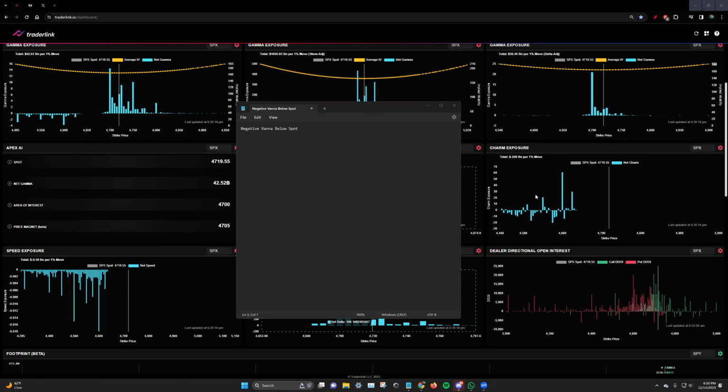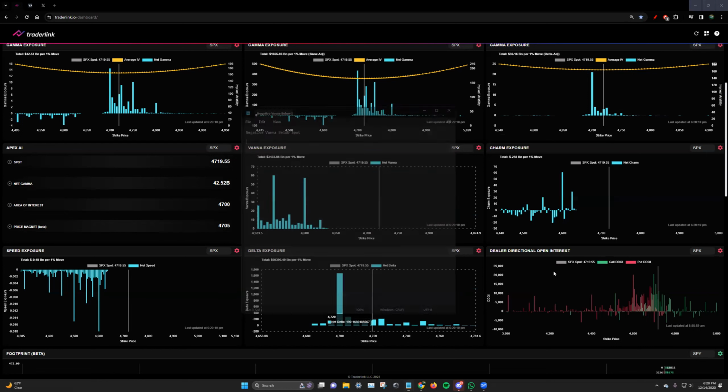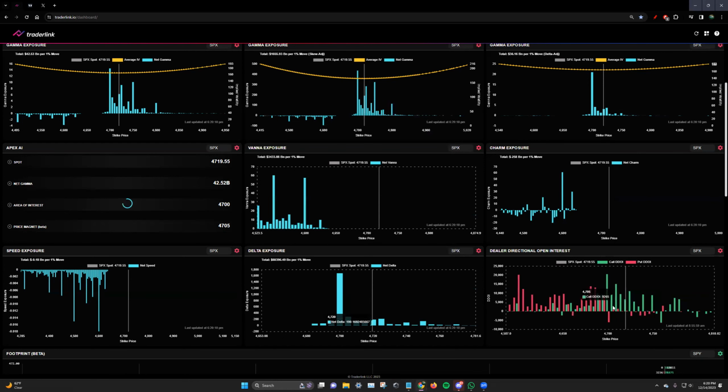DDOI is dealer directional open interest. So what DDOI talks about and what it shows, we look at this chart right here. This is the very basics of it. When you see a green bar above the y-axis, the horizontal axis, what does that mean? That means it is bought calls. If you see red above the y-axis, that is bought puts, right? Vice versa. Anything below is considered sold.